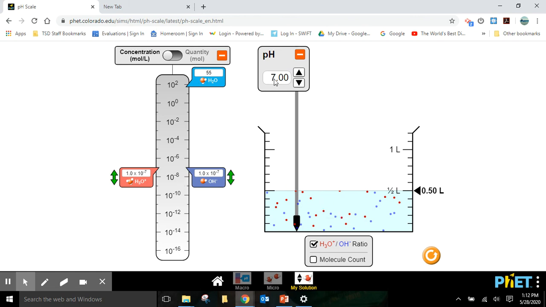You can see this is water with a pH of 7, so it's got a concentration of 1 times 10 to the negative 7 for each. They're perfectly neutralizing each other. Now, the neat thing about this is I can also look at the molecule count. Tells me how many are there.